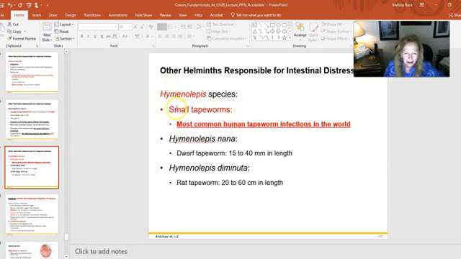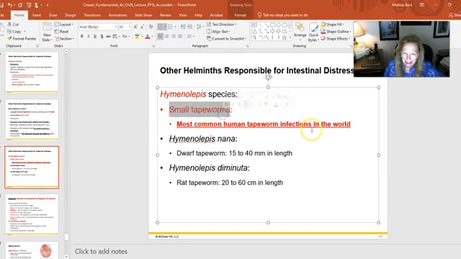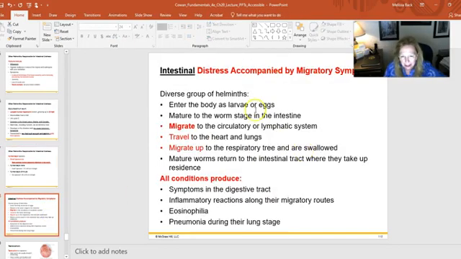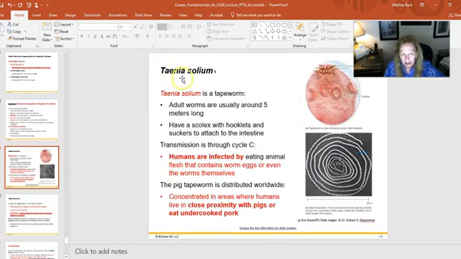Hymenolepis is actually a smaller tapeworm, and again, this is the most common one. These smaller tapeworms are the most common ones in the world. And when you see how long they actually are, these are a couple of different species of Hymenolepis. They're still significantly long, but these are the smaller kinds of tapeworms. So you can look through some of that just to see.